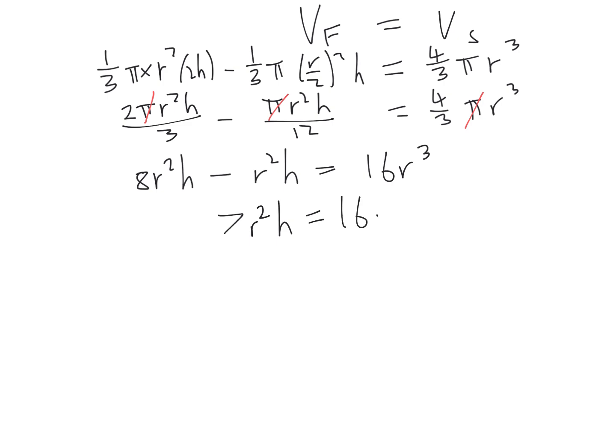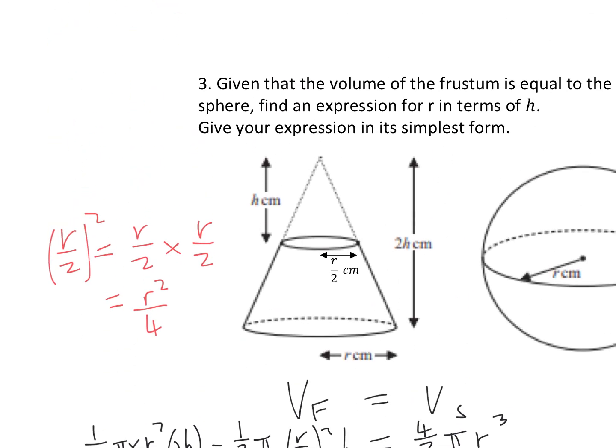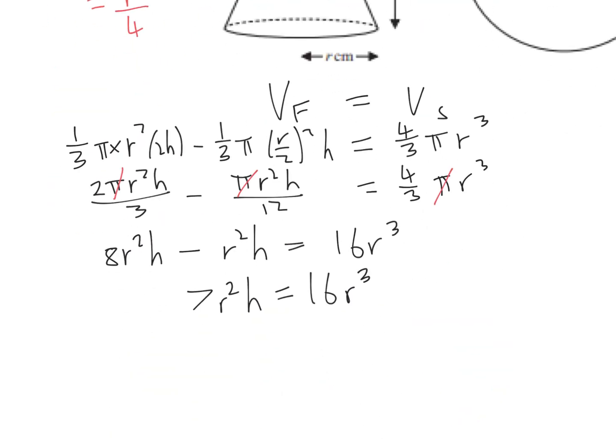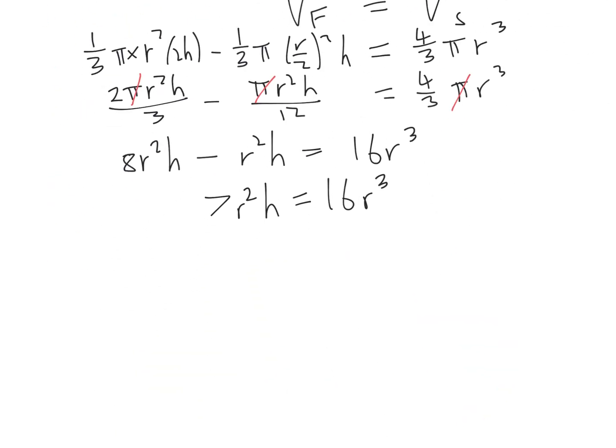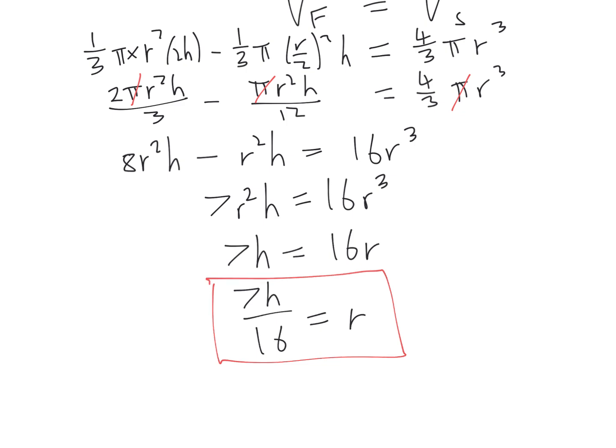And let me just remind you as well what we're actually trying to find out here. We're trying to get an expression for r, so we want r equals in terms of h, so our answer will have h on the other side. So what I would do is divide both sides by r squared. So 7h equals 16r. And then I can divide both sides by 16. 7h over 16 equals r. That is an expression for r in terms of h.